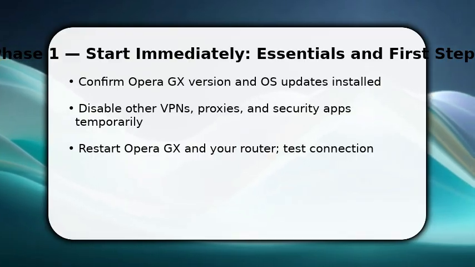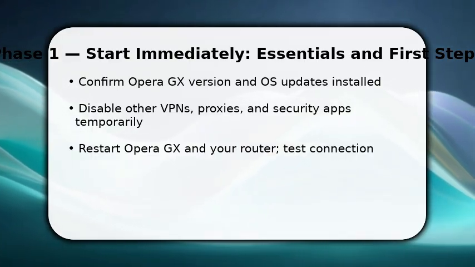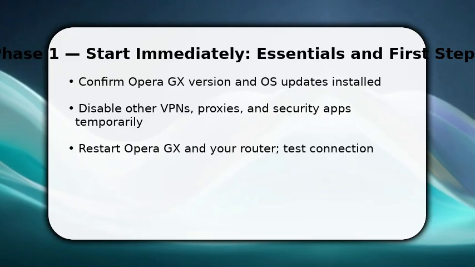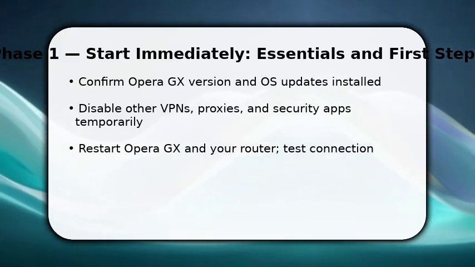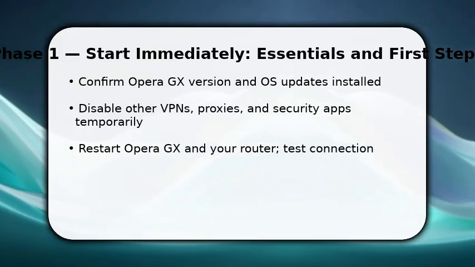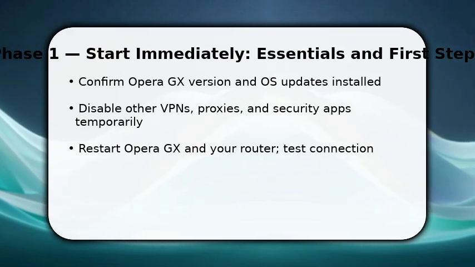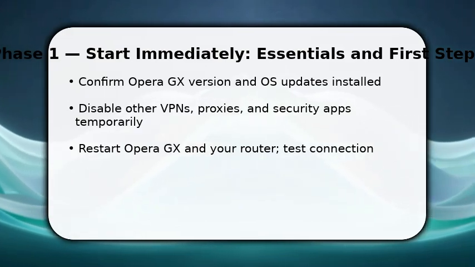You're taking immediate actions to isolate the problem. This reduces variables. Make sure your account or built-in VPN toggle is visible in the sidebar. If the toggle is missing, keep the browser open while you apply the next steps.